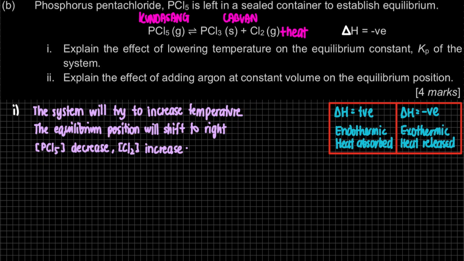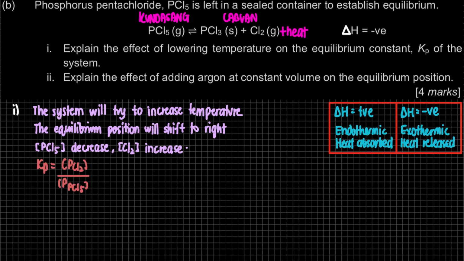Okay, but then specifically, this question asks the effect of lowering temperature on Kp. So go back to this equation. What is the Kp for this equation itself? Okay, so Kp is the pressure of Cl2 divided by the pressure of PCl5.